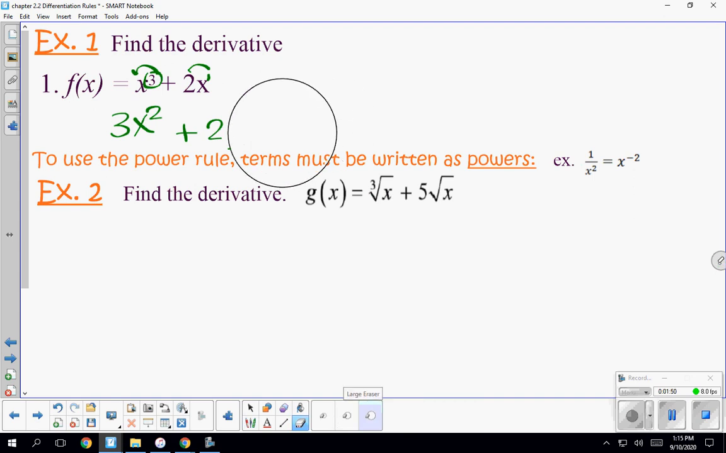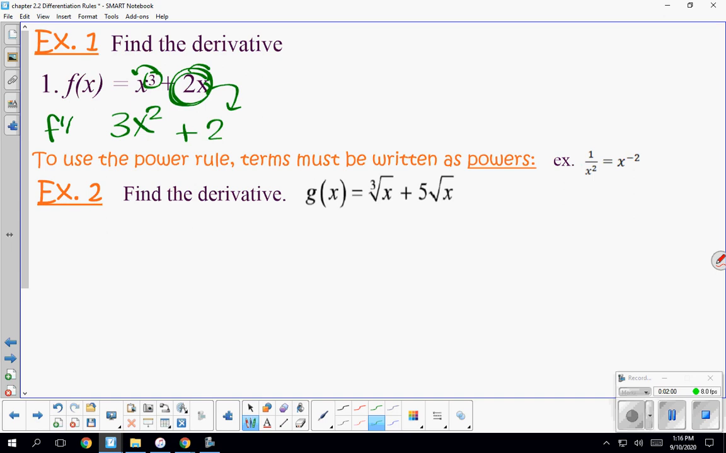is just 2. Another way to think of this is, remember, the derivative is the slope of the tangent line. Well, this is a linear function. Its slope is always 2. Make sure you label your answer so that we know what this is.